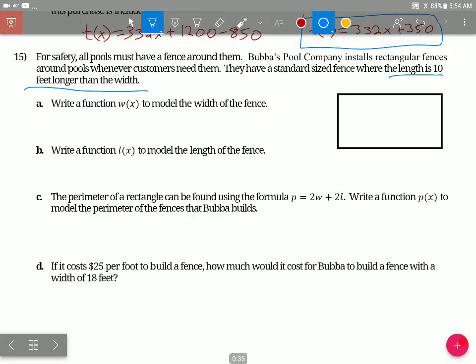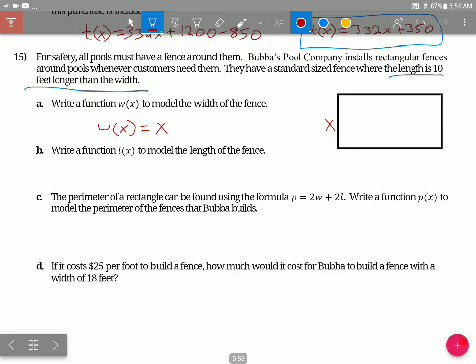Okay? So basically, first of all, they say write a function W to model the width. Alright, so W of x, we're just going to call the width x. We don't know what the width is, so we'll go ahead and label it. That's x.